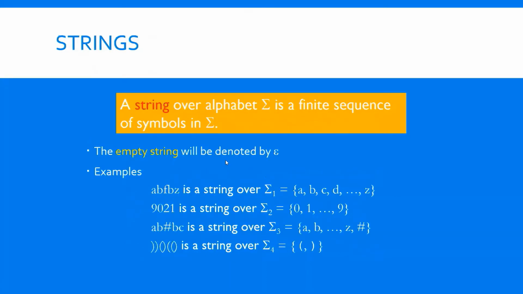And alphabets are used for forming strings. Next is strings we have discussed. Some examples we have taken. Suppose your alphabet is A to Z. You take any collection, suppose A, then B, then F, G, F, B, Z. This is an example of a string over this alphabet sigma 1. You can take any such symbols and concatenate them. This is the concatenation operation, and this gives me a string. Another example, suppose 0 to 9, then 9021 is an example of a string over sigma 2.